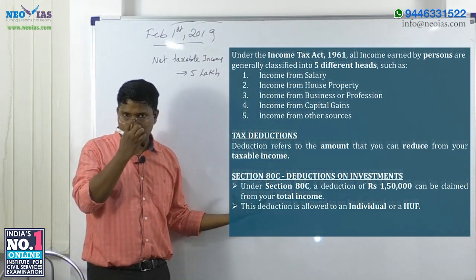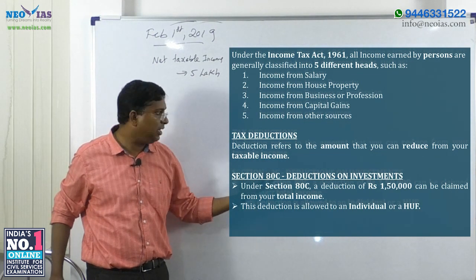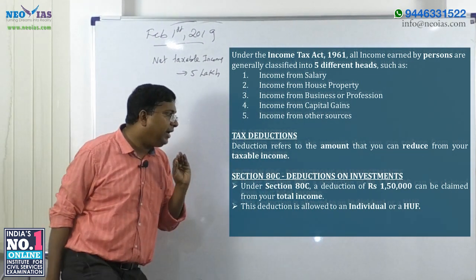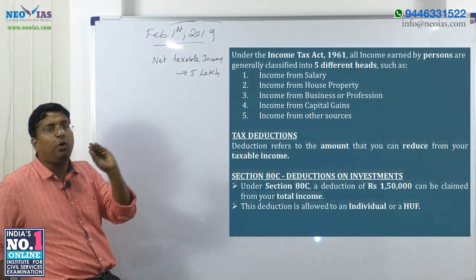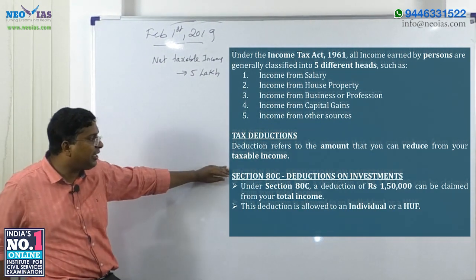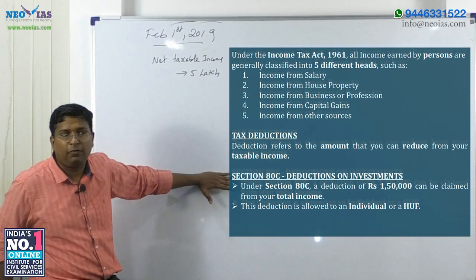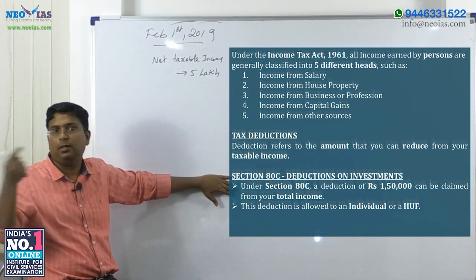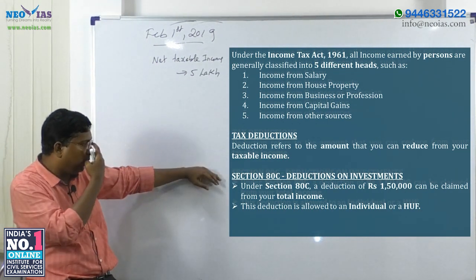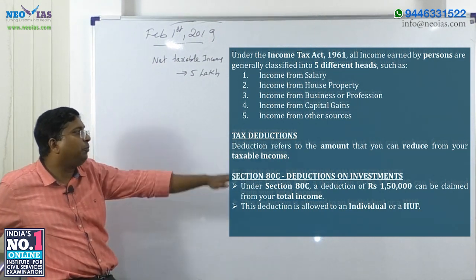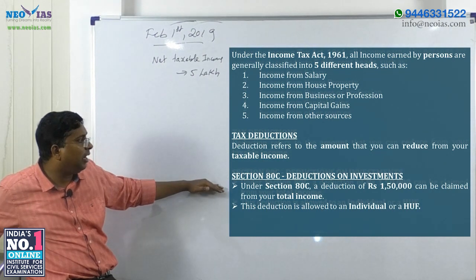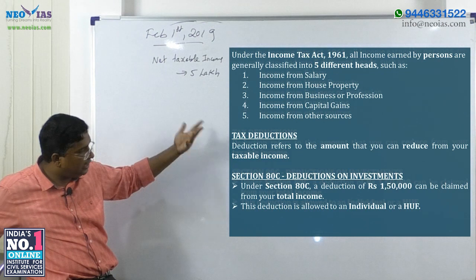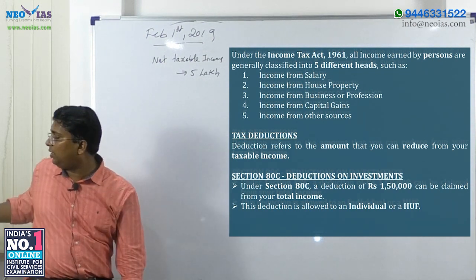Most common is Section 80C, whose core point is a deduction of up to 1.5 lakh. Everybody was thinking that the government may increase it from 1.5 to 2, but it didn't happen. Rather, the government gave a different provision. So under Section 80C, up to 1.5 lakh you can claim, meaning you can deduct it from your tax. This deduction can be for an individual or for a Hindu undivided family.